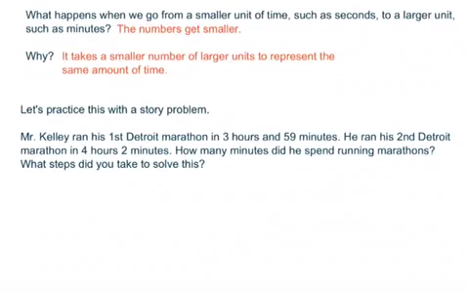Okay, so let's now apply what we've just learned to a story problem. Mr. Kelly ran his first Detroit Marathon in 3 hours and 59 minutes. He ran his second Detroit Marathon in 4 hours and 2 minutes. How many minutes did he spend running those 2 marathons? And what steps did you take to solve this problem? Make sure I can see all of the work for that in your notebook. Trying to see if you can solve that. All right? Give it a go. Pause the video. Come back when you think you have it.